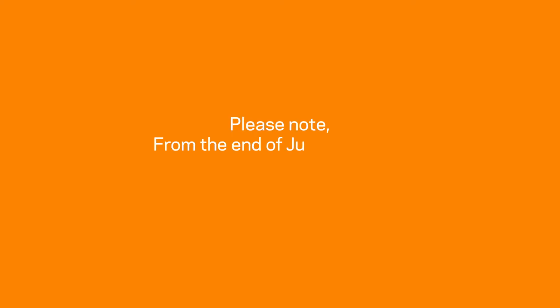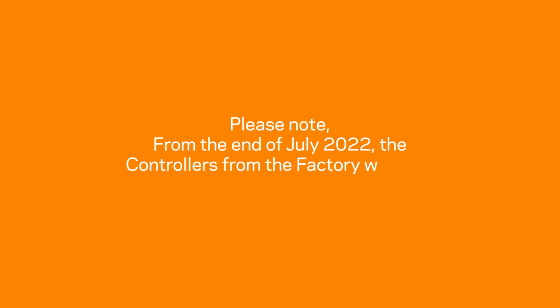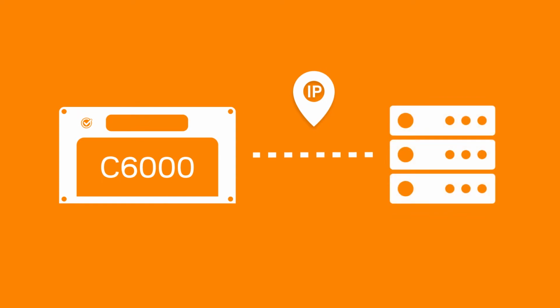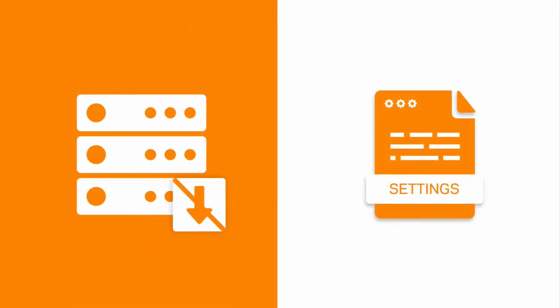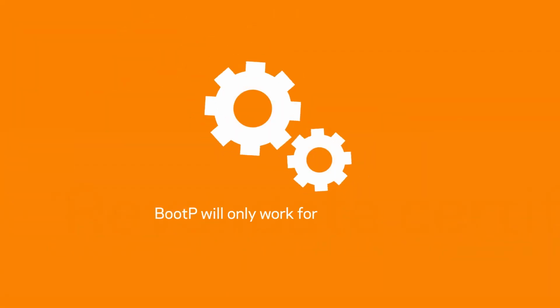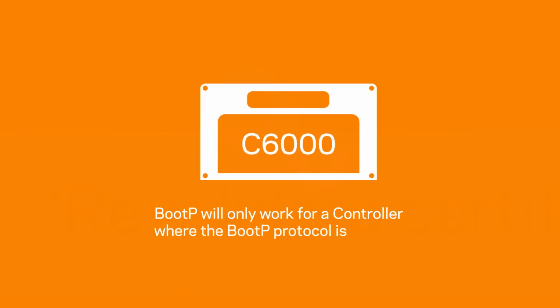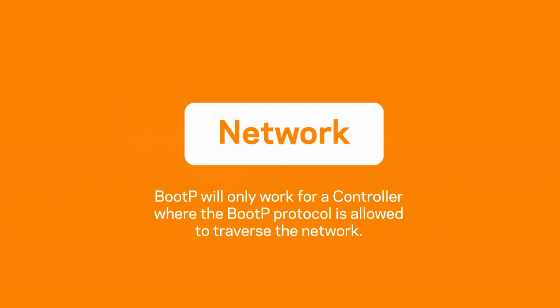Please note, from the end of July 2022, the controllers from the factory will have Linux version 8.40. When controllers are brought online using BootP, they get issued a temporary IP to communicate to the command center server, but do not cache information. So the server cannot send down configuration settings when the controller is at a lower version of firmware than the server. BootP will only work for a controller where the BootP protocol is allowed to traverse the network.